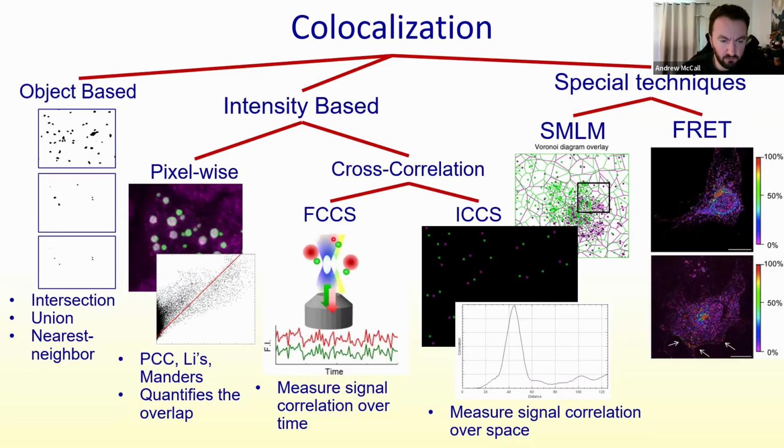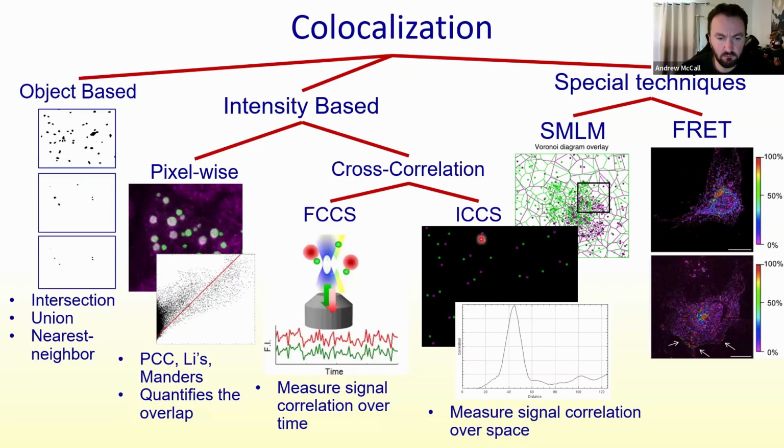We also have cross-correlation functions. The most common and well-known of these is fluorescence cross-correlation spectroscopy. What you do with FCCS is you excite a single focal volume, usually with two lasers, and you record into two channels simultaneously, in this case, red and green. If your red and green signal go up and down at the same time as you record, then you have correlation, you have colocalization of those two molecules. They are moving and traveling together. So we're measuring the signal correlation over time.